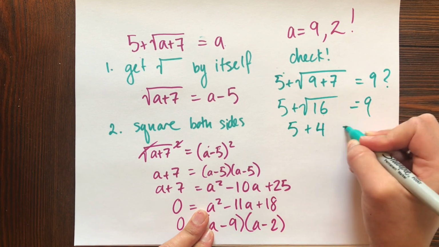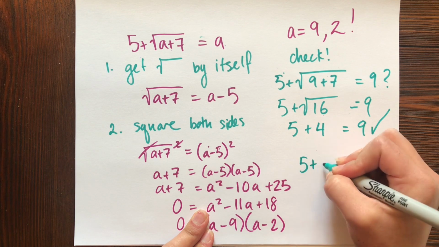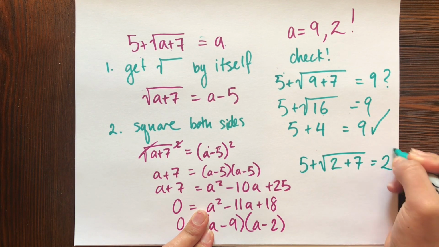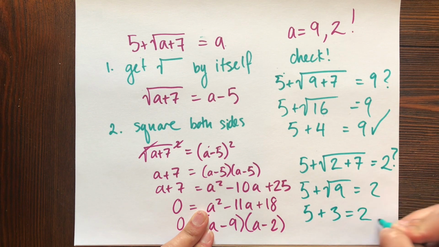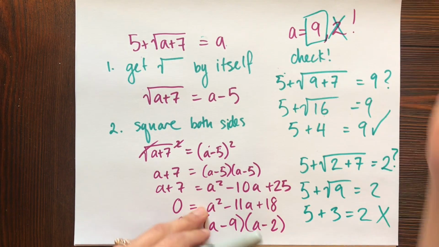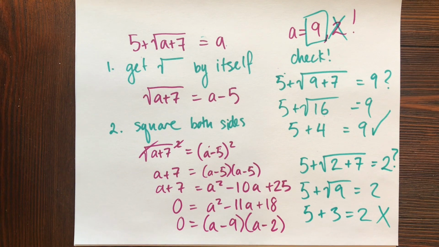I'm plugging 9 everywhere where a is. And when I check it out, it works, okay? But now I'm going to plug in 2 and see what happens. Okay, so is 5 plus square root 2 plus 7 equal to 2? Well, that's 5 plus square root 9. 5 plus 3. 5 plus 3 is 8, not 2. So that is actually not true.